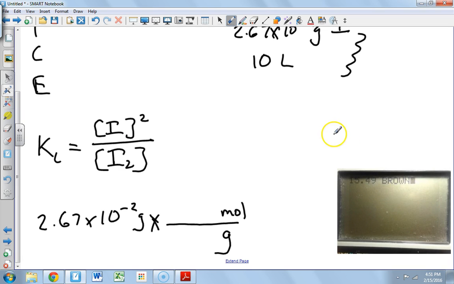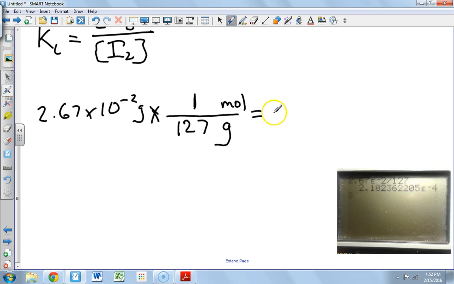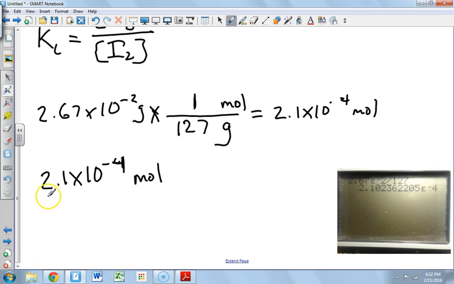We use our periodic table, and we find that the mass of iodine, I, is about 127 grams per mole. So to convert grams to moles, we use 127 grams for every 1 mole. So 2.67 times 10 to the minus 2 divided by 127 is equal to 2.1 times 10 to the minus 4 moles. But now we want it in concentration, so we take 2.1 times 10 to the minus 4 moles and divide it by 10 liters.